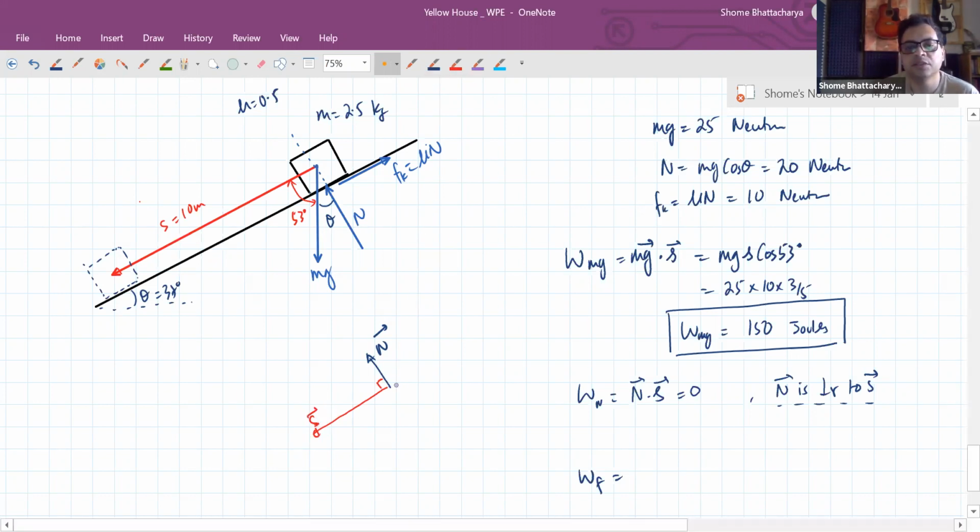But in the same diagram, you can see friction is at 180 degrees. So the work done by friction will be minus of the magnitude of friction, because theta is equal to 180 degrees for friction with respect to the displacement. So as you can see, friction is 10 newtons in magnitude, displacement is 10 meters. So this will become minus 100 joules.